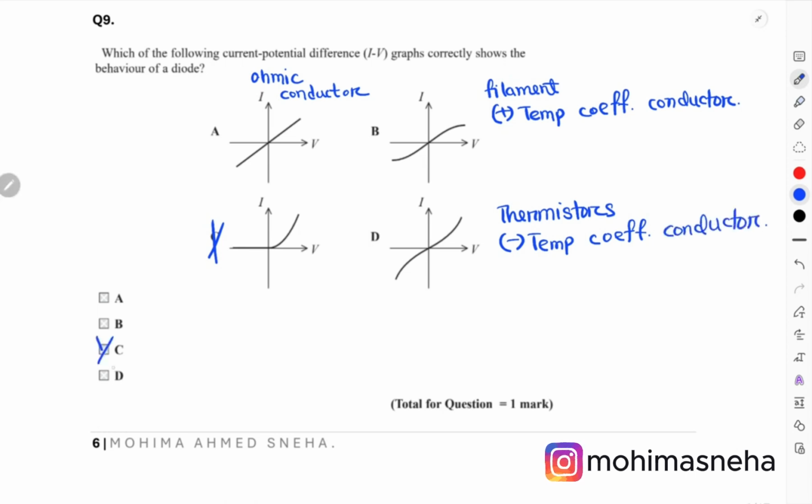Okay, so in that case, option C represents the graph for a diode when current is passing through it. Up to 0.7 volt, the current flow will be extremely low, because up to 0.7 volt the resistance is extremely high. After overcoming this 0.7 volt, the resistance drops down and current can easily flow through this diode.